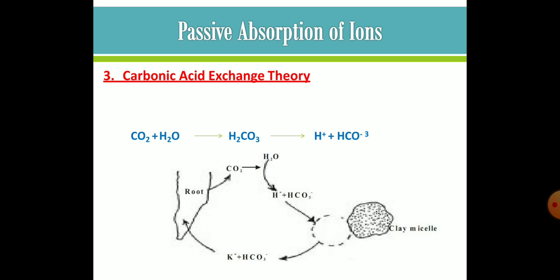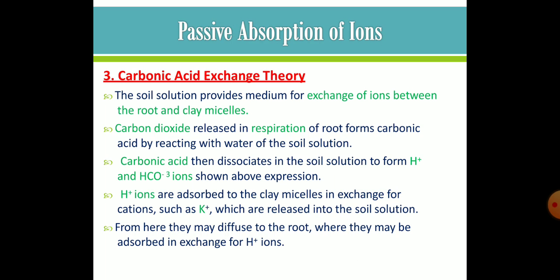And the next one is passive absorption by the carbonic acid exchange theory. Carbon dioxide plus water turns into carbonic acid, that's H2CO3. Again it separates into H plus and HCO3 minus. So usually the root releases carbon dioxide, and it is exchanged and separated into H plus and HCO3 minus ions. That's the carbonic acid exchange theory. The soil solution provides the medium of exchange for the ions between the root and the clay materials.